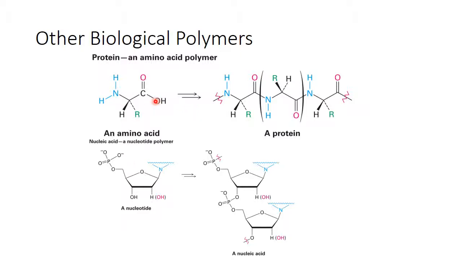There are other biological polymers. For instance, proteins are polymers of amino acids. This is an amino acid, and that's a big long chain of amino acids, and we call that a protein or a polypeptide. And our nucleotides, our RNA and DNA, are polymers of nucleotides, so that we see a nucleotide chained up to another nucleotide, on and on and on, until we see one big long chain of them.